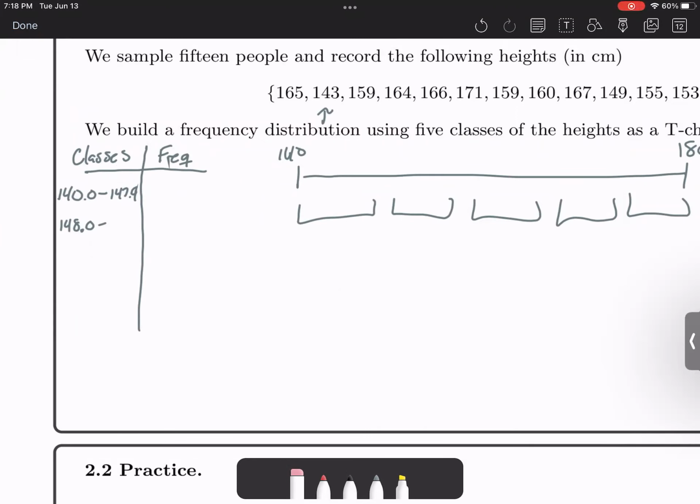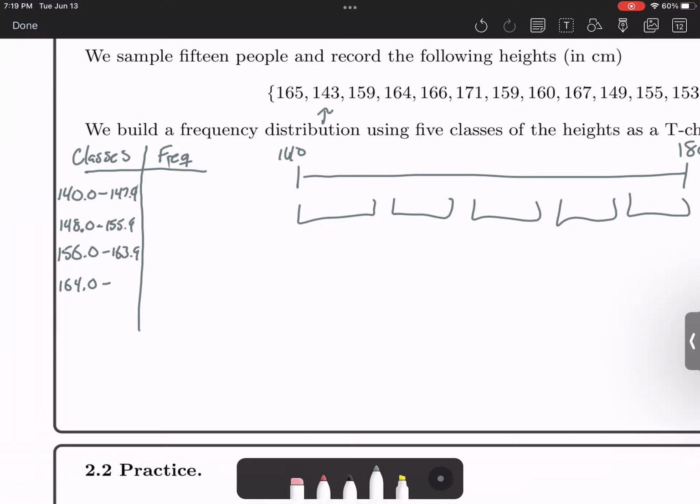So the first class is going to go from 140 to 147.9. The next class picks up at 148.0. And if I add 8 to that, I get 156. So this one will go from 148 to 155.9. The next class will pick up at 156. And if you do everything right, you should have 5 classes that go from 140 all the way over to 180. So that class is going to go from 156. The next one is going to pick up at 164. So my third class is going to end at 163.9.